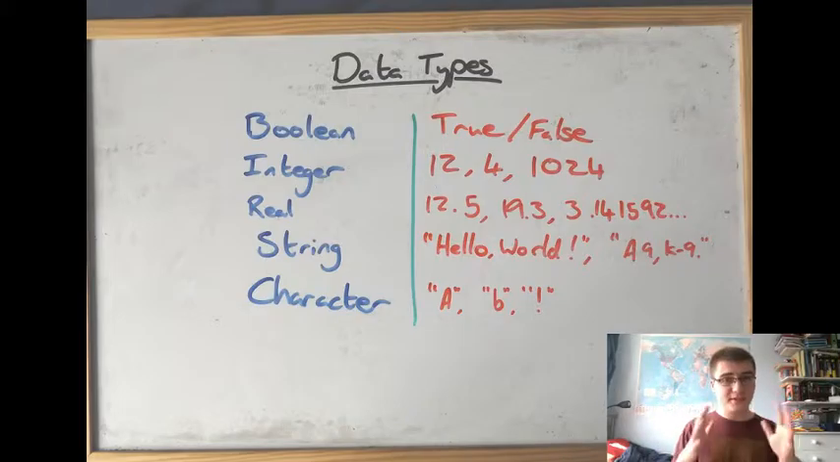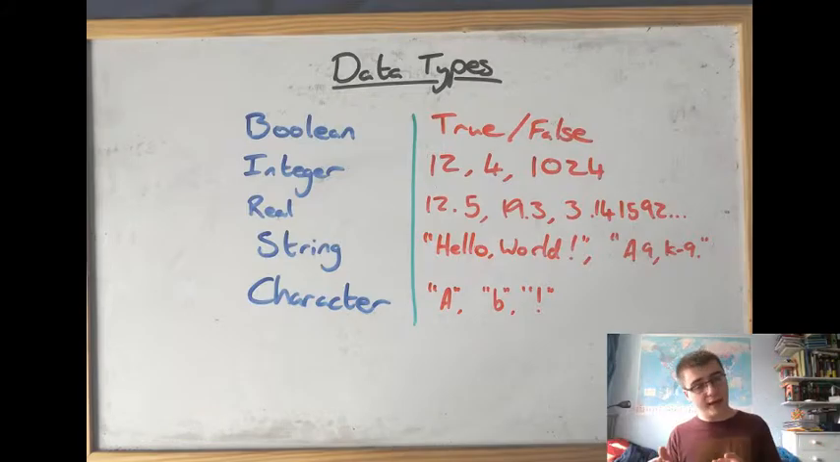So for example, Sam would be stored in a string. And then characters would be stored for something that can be represented with only a single byte of data. So maybe your gender. Your gender could be represented as either M for male or F for female.